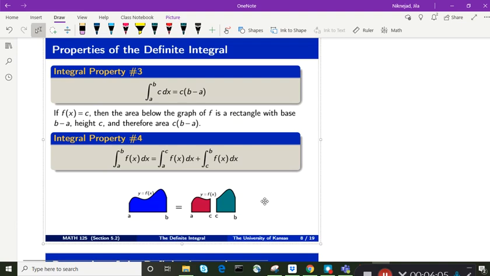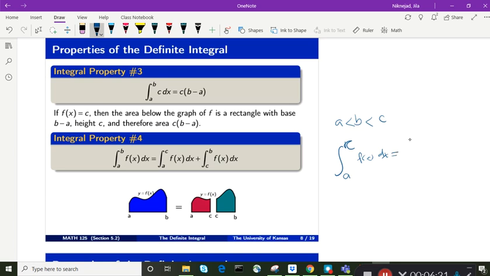And so this is what's going to happen. So what if C is not between A and B? Let's say C is not in A and B, and it's A, then B, then C. So in this case, I can break down the integral from A to C of f of x dx. Don't forget that dx. dx tells you what the variable for the integral is. It equals the integral from A to B of f of x dx plus the integral from B to C of f of x dx.